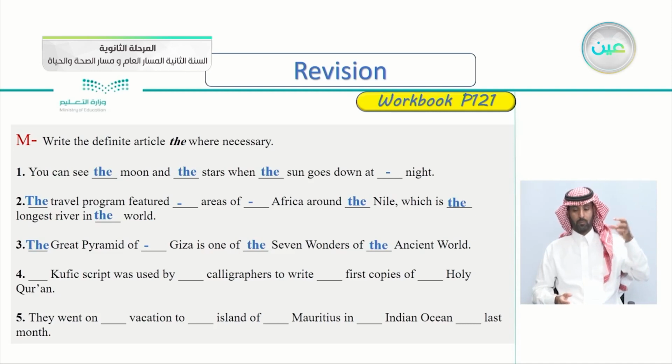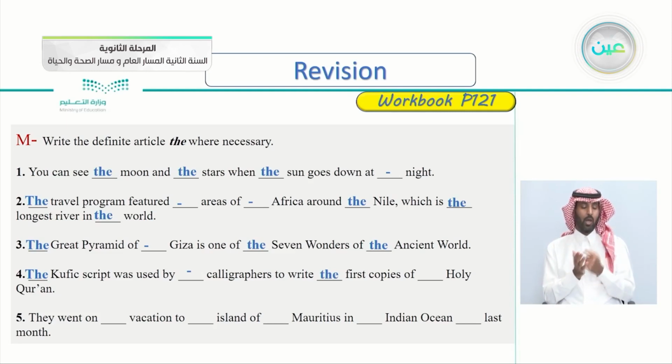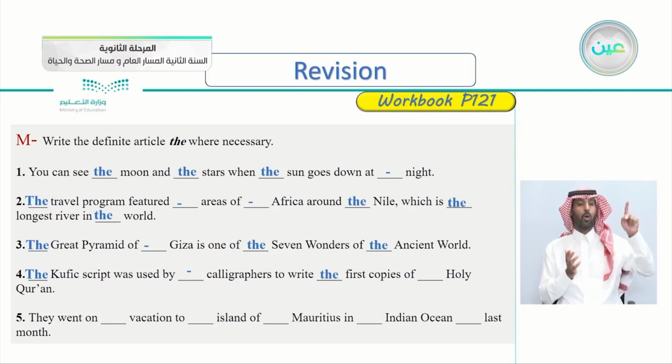Number 4, Kufic script. Yes, it's well known. The Kufic script was used by calligraphers. Yes, there's no the here. Used by calligraphers to write, excellent, the first copies of the Holy Quran. Do we say the first copies of Holy Quran or the Holy Quran? Yes, of course, the Holy Quran, because it's unique and it's known, the Holy Quran.